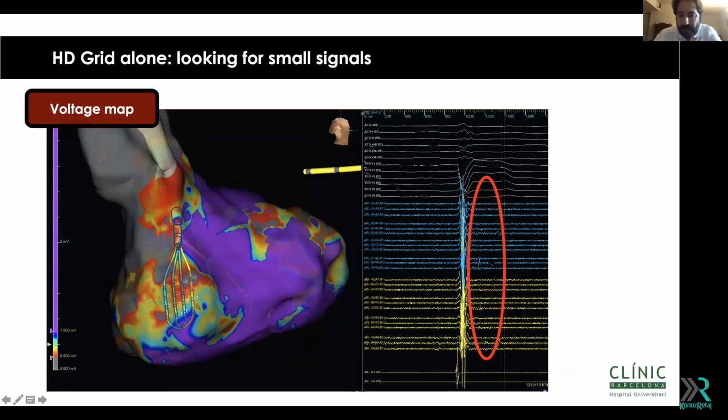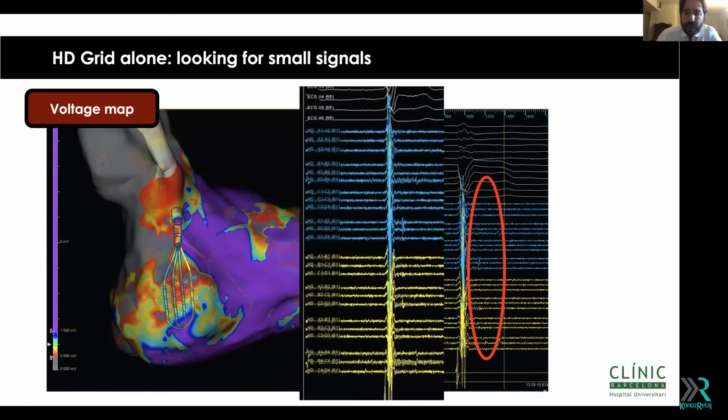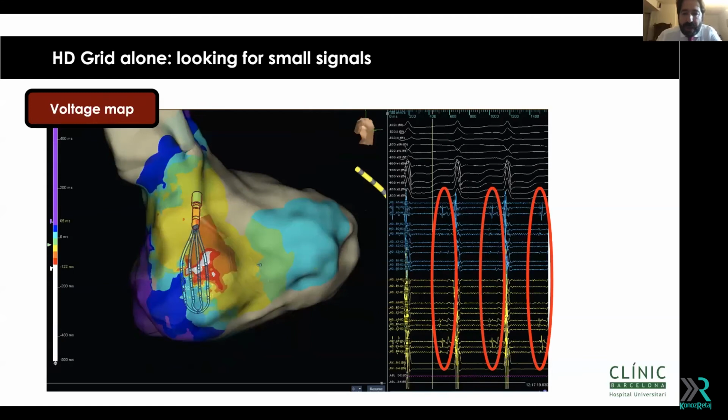Even with these small signals that you can see here in D1, D2, D3, D4 in blue, pointed with this red circle, if you increase the gain, you will see these small late potentials that can be tagged with this atrial catheter. So just without using imaging, you can even do the VT activation map, and you can clearly see this figure of 8 VT with these pre-systolic potentials during VT with the atrial catheter.